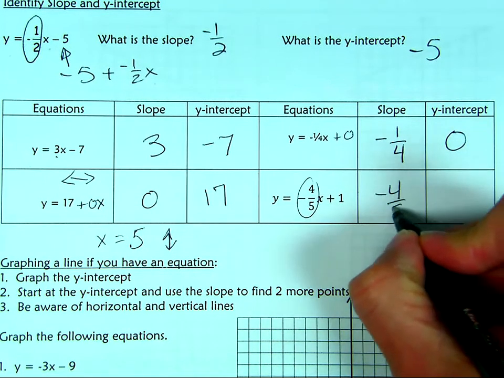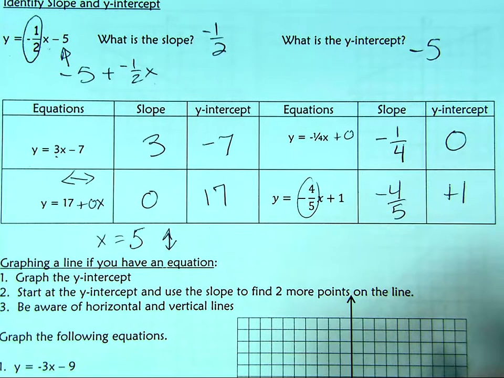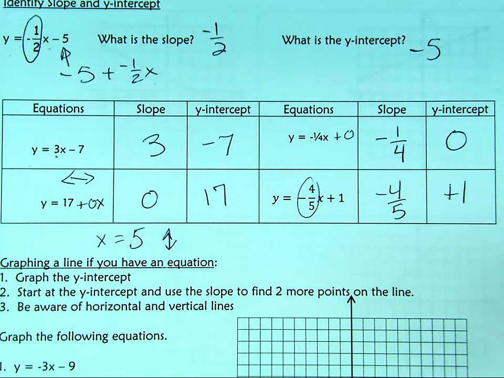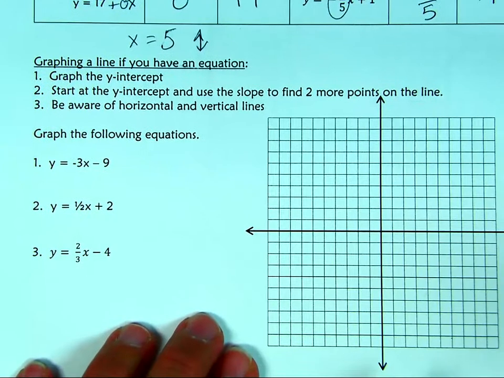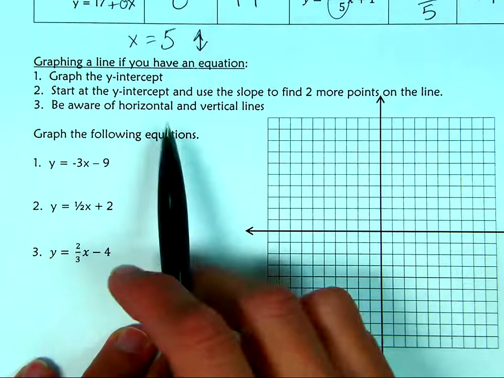Slope, because y is alone. Always check to see if y is alone. Y-intercept. Okay. So now we're going to talk about graphing a line that's in slope-intercept form. And you do that differently than the other forms. So each form has its own method of graphing. So here are the steps.